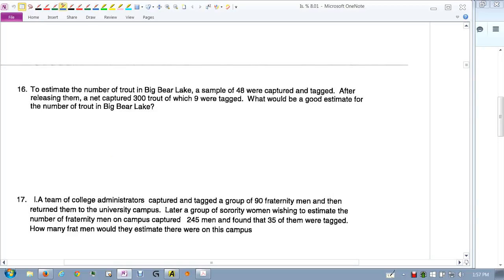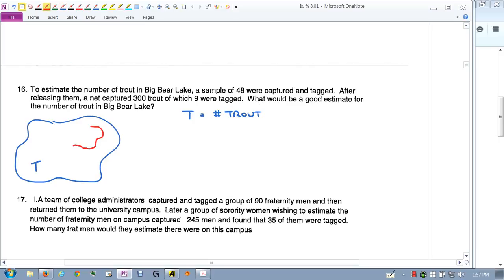So I'm going to draw a picture. Here's the lake. It's got all the trout in there, right? How many trout are in there? We have no idea, right? So let's say capital T is the number of trout that are in the lake. T equals number of trout. That's what we'd like to know. Now, we captured how many of them? 48 of them were captured and tagged.